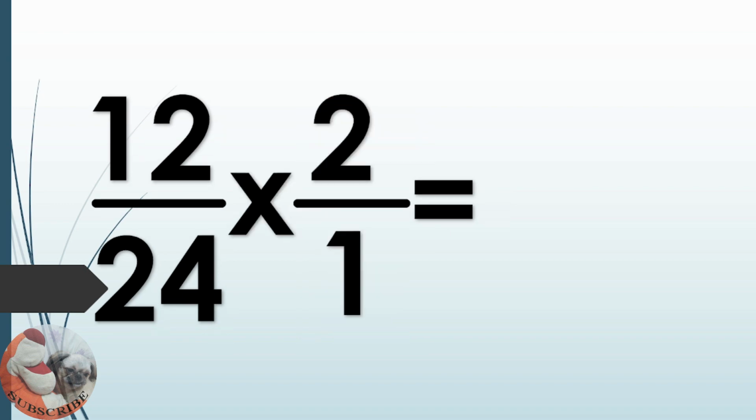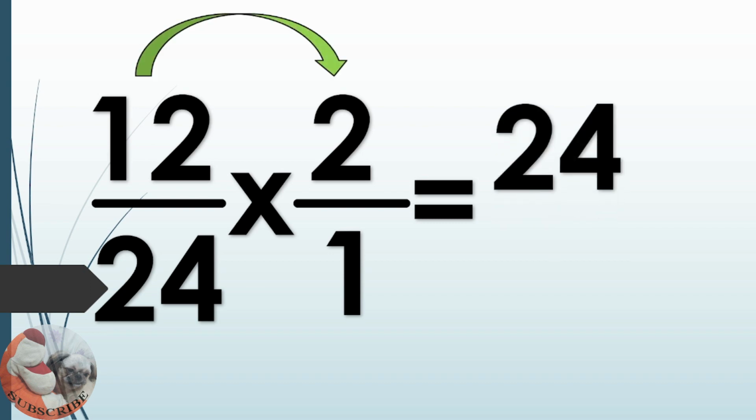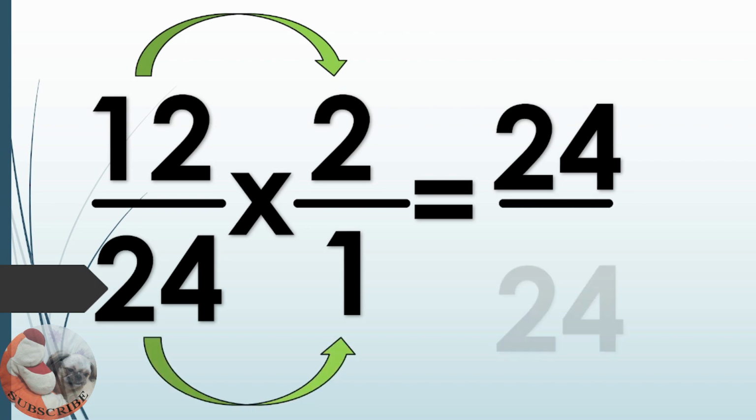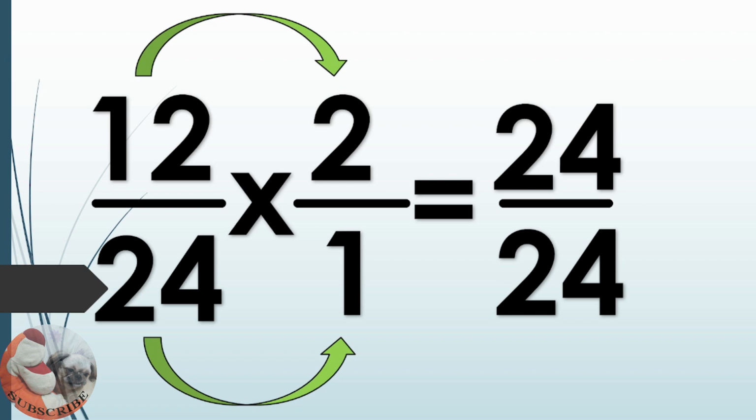Multiply the numerator by the numerator. 12 times 2 is equal to 24. Then multiply the denominator by the denominator. 24 times 1 is equal to 24. Then simplify or reduce to lowest terms. Since the numerator and the denominator are the same, it is equal to 1. So 12/24 divided by 1/2 is equal to 1.